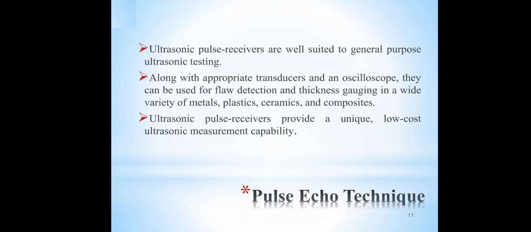Pulse echo technique. Ultrasonic pulse receivers are well suited to general purpose ultrasonic testing. Along with an appropriate transducer and an oscilloscope, they can be used for flaw detection and thickness gauging in a wide variety of metal, plastic, ceramic and composites. Ultrasonic pulse receivers provide a unique low-cost ultrasonic measurement capability.